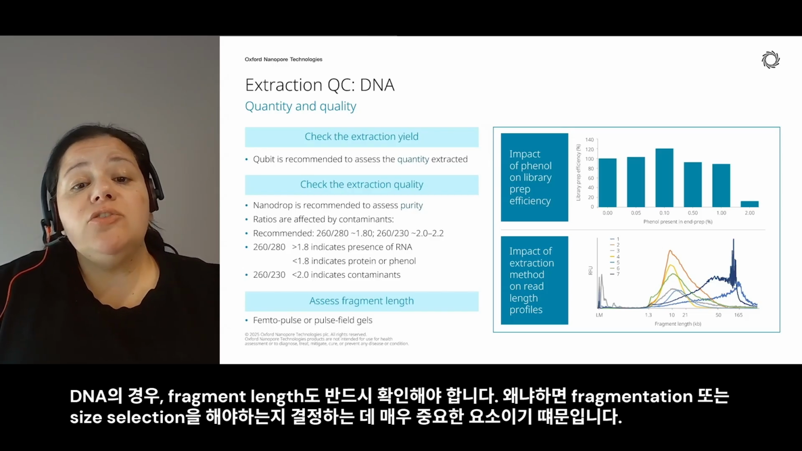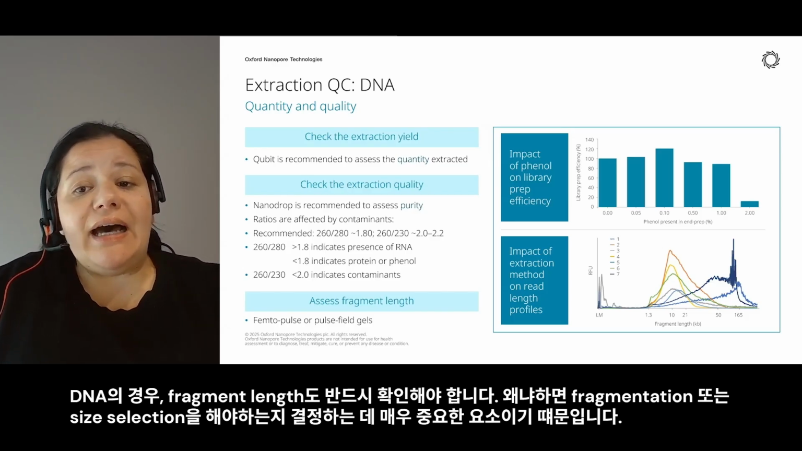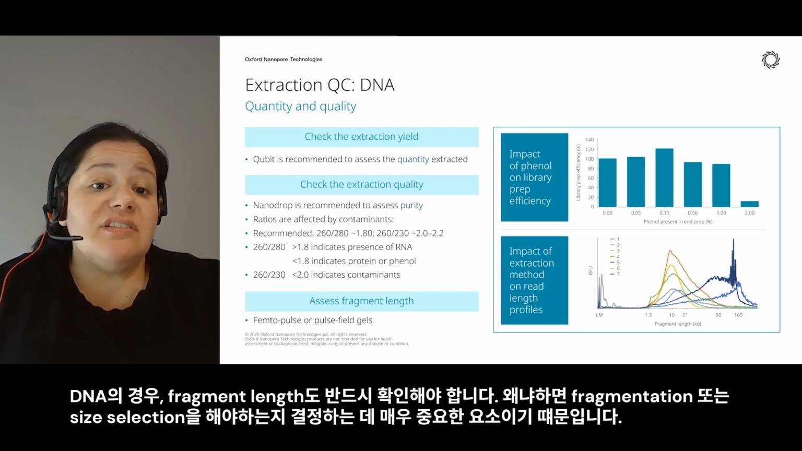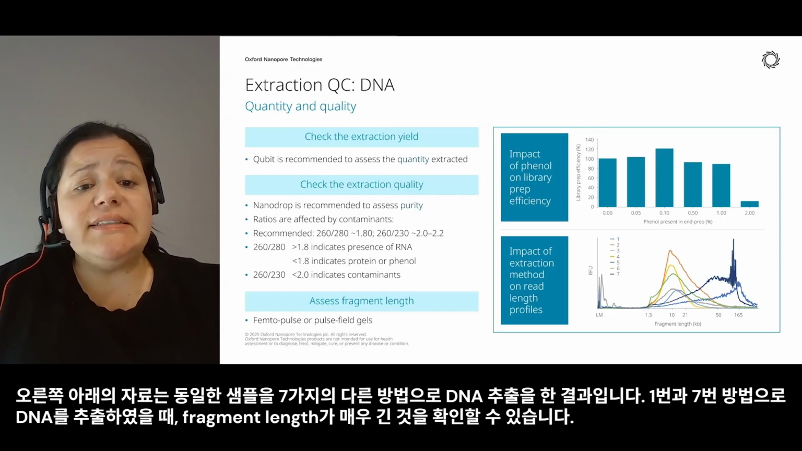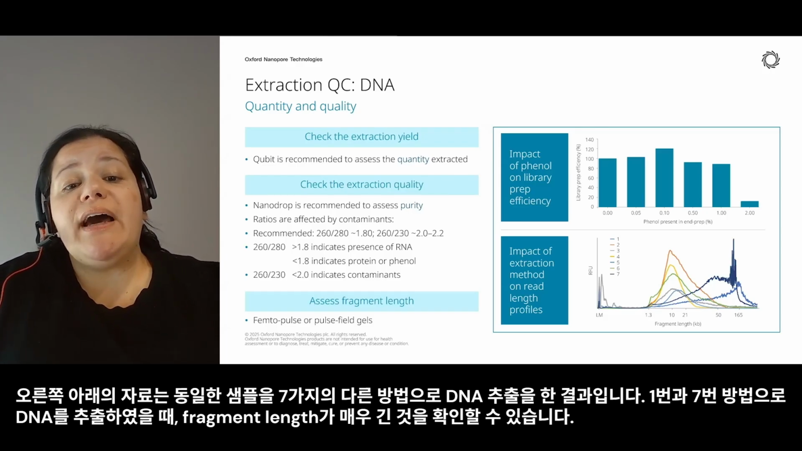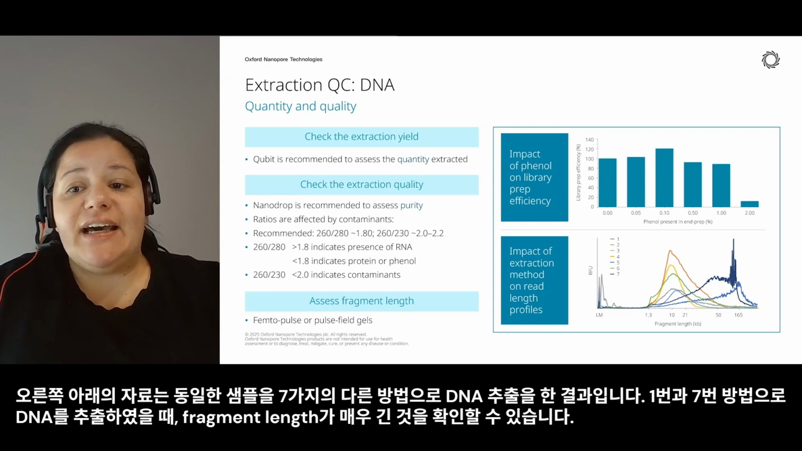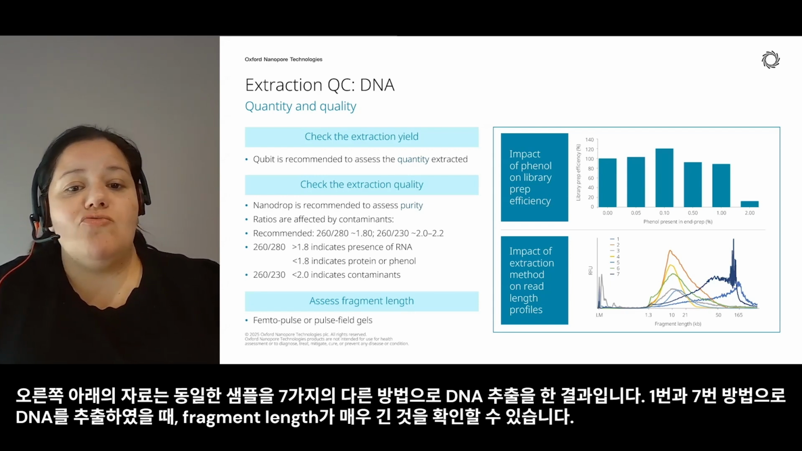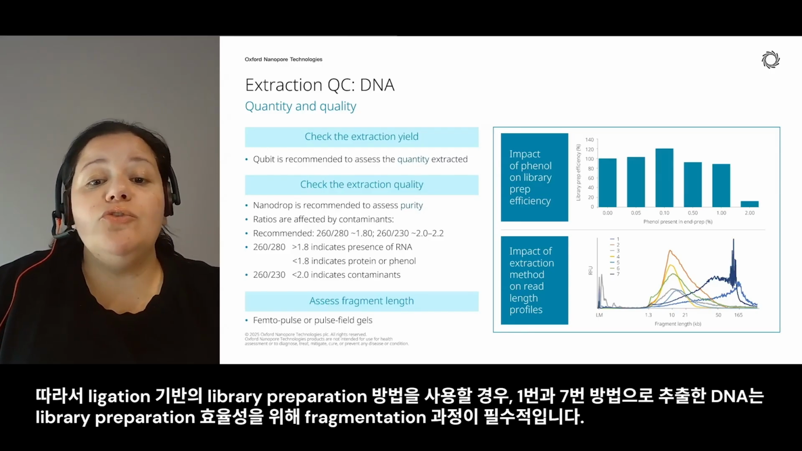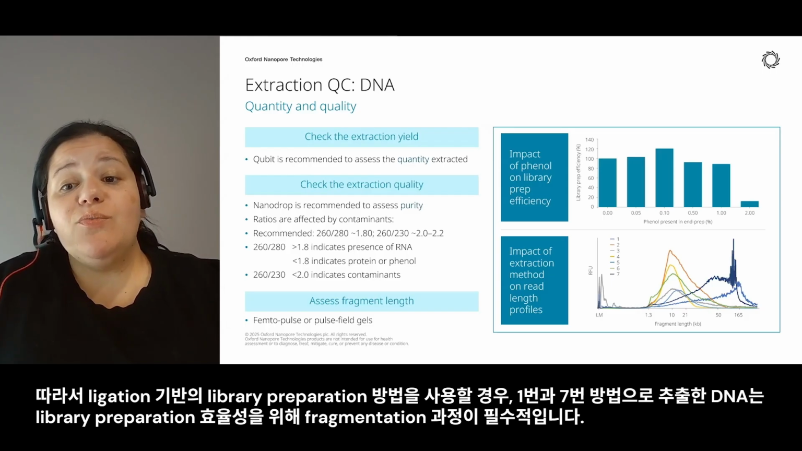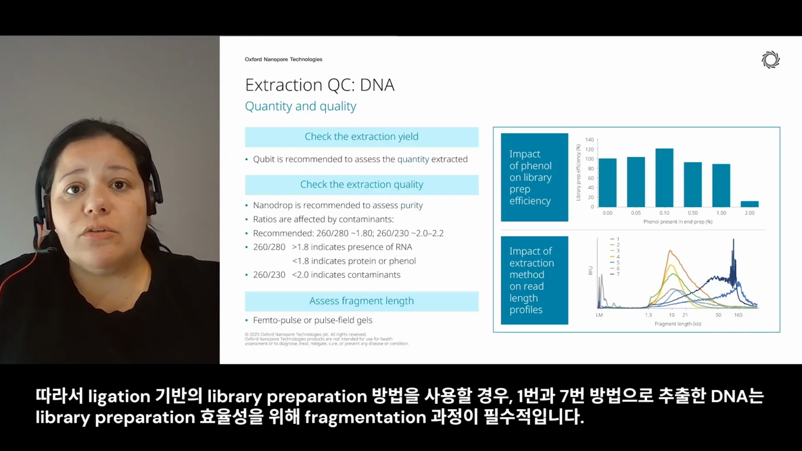For DNA, we also recommend you look at the fragment length, and this is because you'll need to decide whether you should fragment or size select your sample. In this example on the bottom right, we have one sample extracted with 7 different methods. And as you can see, for methods 1 and 7, the fragments are really, really long. So if you want to use a ligation-based library preparation approach, you would probably have to fragment those samples, 1 and 7, to make sure it is efficient.